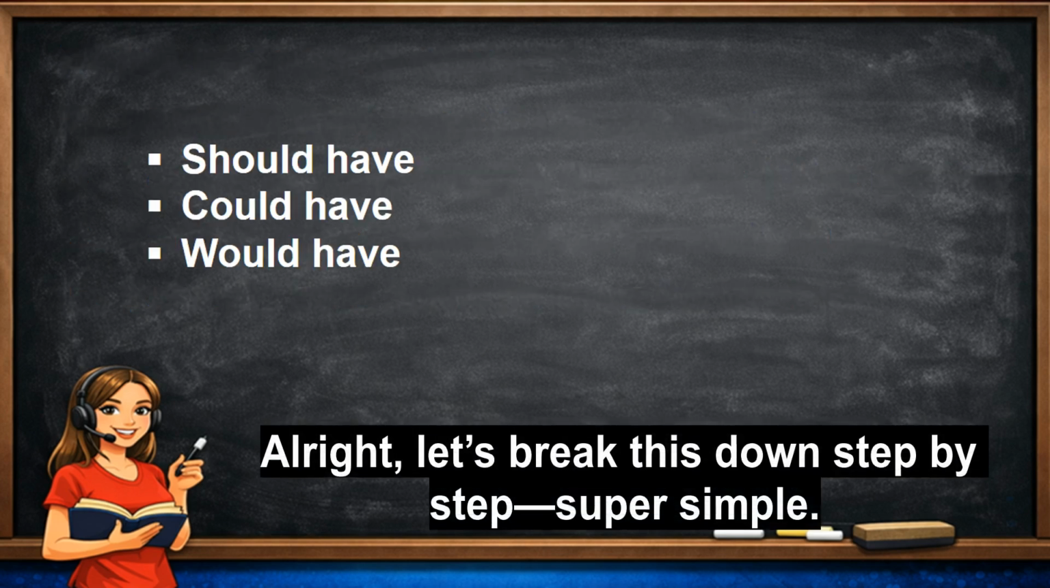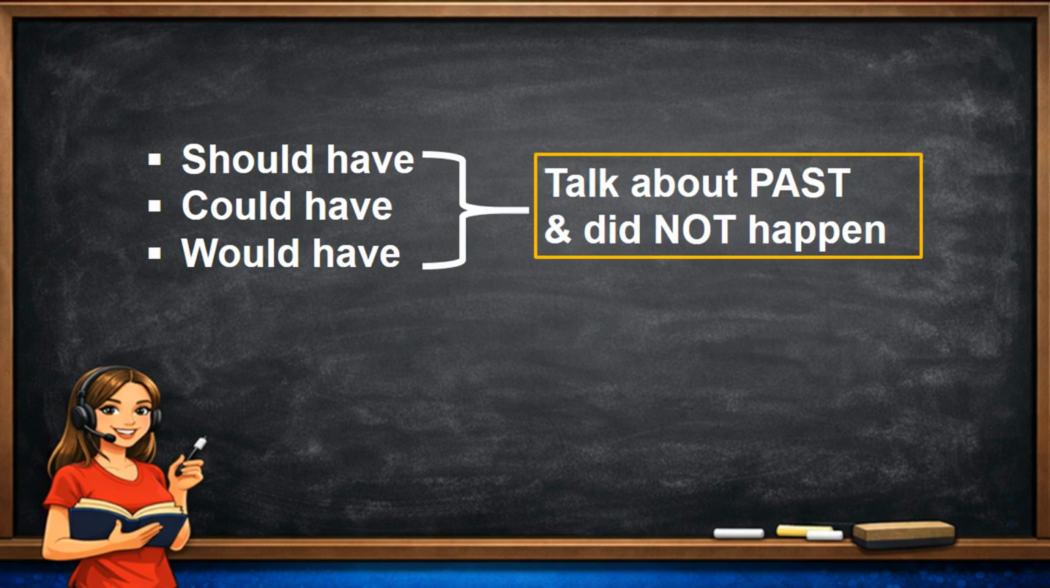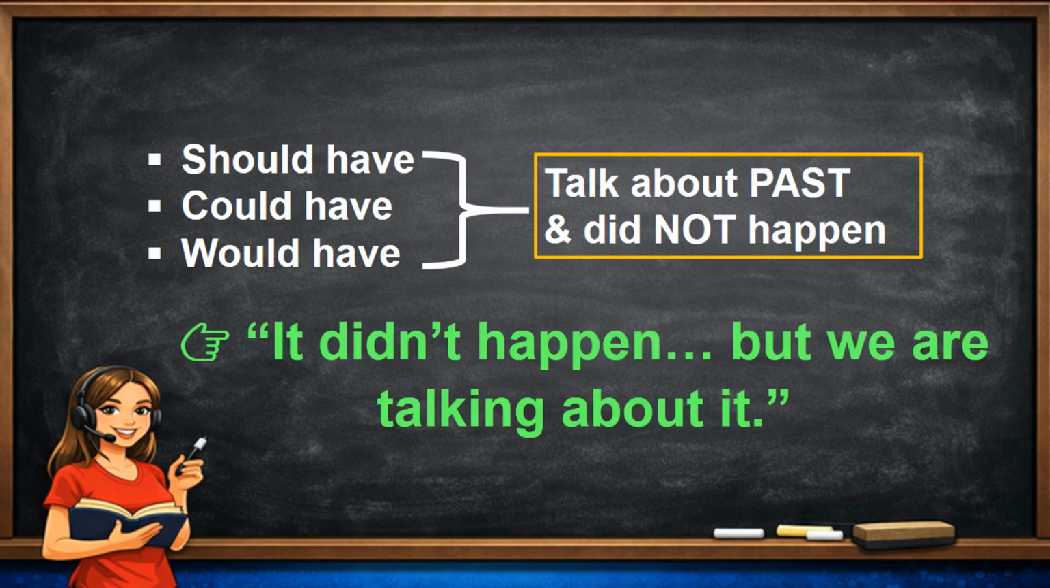All right, let's break this down step by step. Super simple. First, what do should have, could have, and would have mean? They all talk about the past, but not just any past. They talk about things that did not happen, but we are imagining them now. Think of it like this. It didn't happen, but we are talking about it.